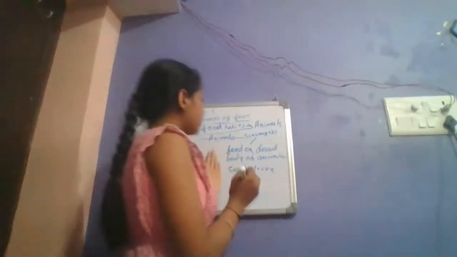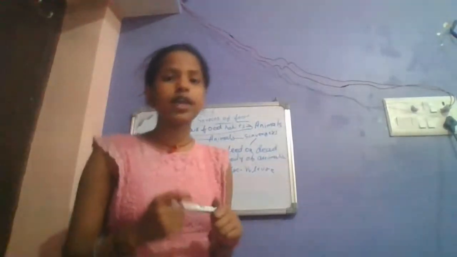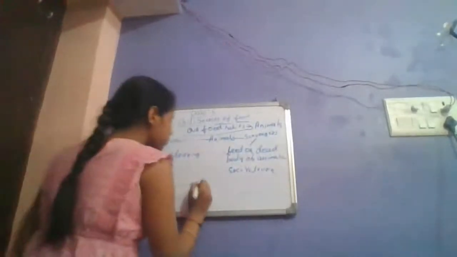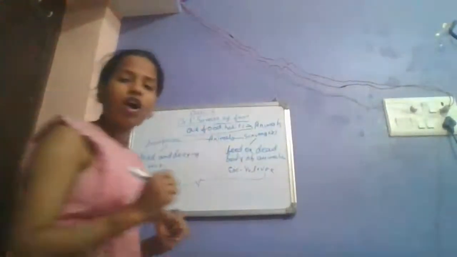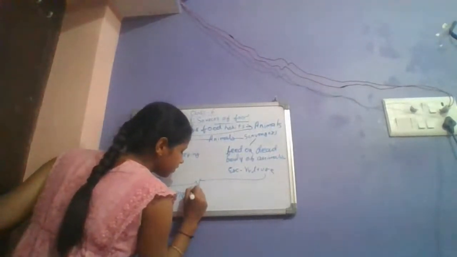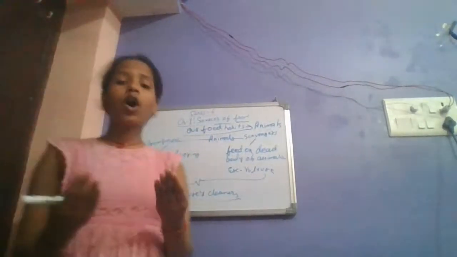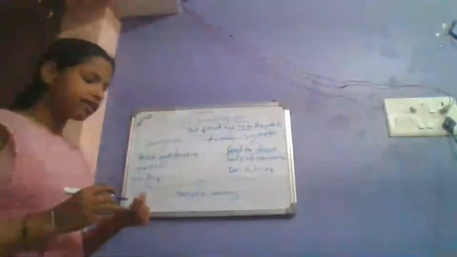Okay. It means scavengers are the kind of animals which feed on the dead body of animals. And decomposers feed on dead and decaying matter. And one fact about them is that they are also called nature's cleaners. Is that clear? Why? Because if they would not be there, then there would be a mound of dead animals and plants, right? So they are called nature's cleaners. This fact we all know.